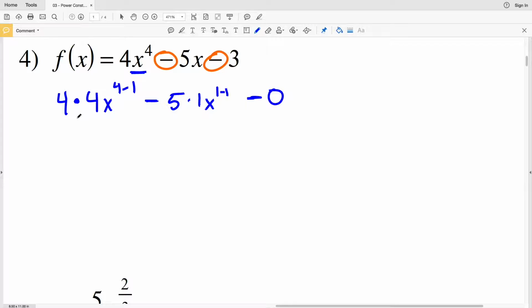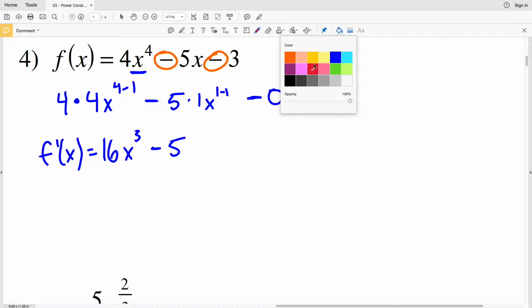Now let's simplify. 4 times 4 is 16, so I'll have 16 times x to the third, because decreasing 4 by 1 is 3, and then we'll be subtracting 5 times 1, which is 5, and then we're multiplying that by x to the 1 minus 1, which is x to the 0. However, x to the 0, that value is 1, and 5 times 1 is 5. So we'll have 16x cubed minus 5 as the derivative of f of x.